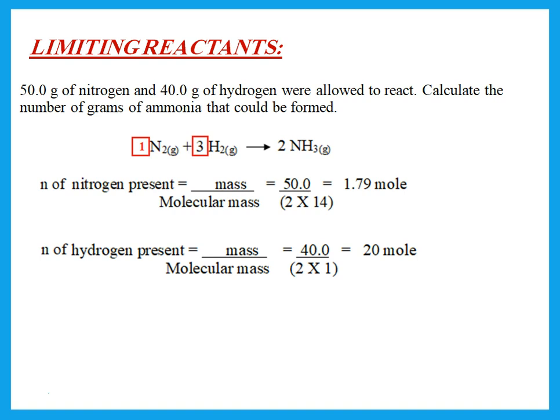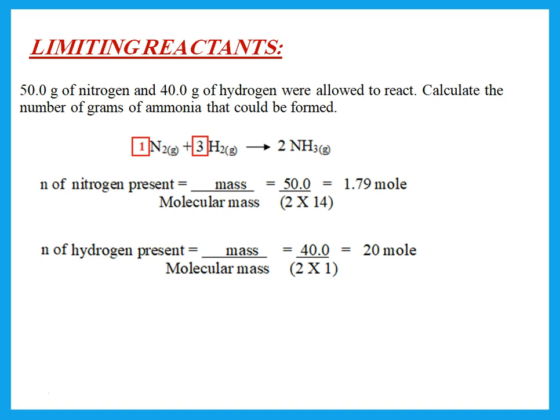And that means that the number of moles of hydrogen should be 3 times that of nitrogen. So how much nitrogen do we have? We have 1.79 mole, let's say around 2 moles. What would be the number of moles of hydrogen? It should be 6 moles or less than 6 moles.